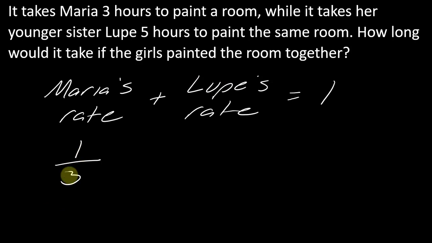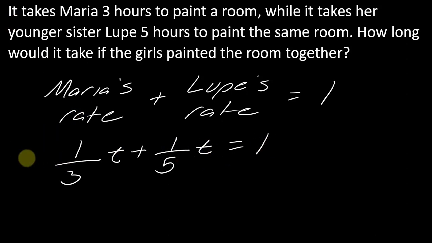This is her rate in general, but we don't know how many hours she actually needs if her sister's involved. So if I multiply this by t for time, this is going to help me make an adjustment for when two people are involved. Then for Lupe's rate, it's one room in 5 hours. That's her normal rate, but now this is going to be however long it takes to do this particular job with her sister. And all of that is going to equal 1. After this, you can just solve as you normally would with an equation with fractions.